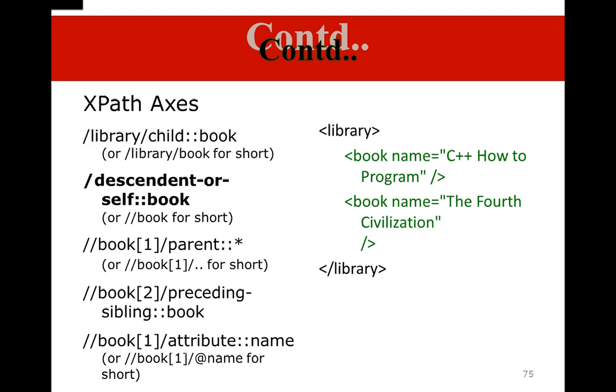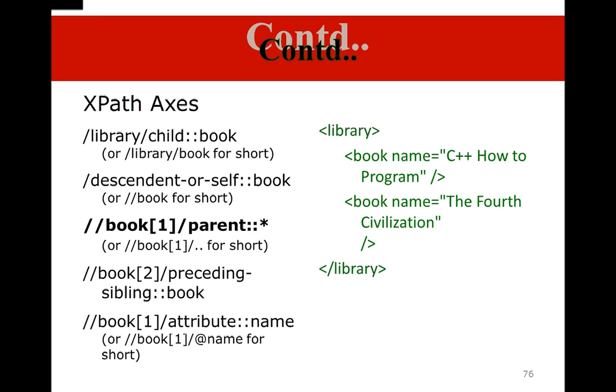So next one, slash descendant-or-self::book. It is going to select descendant-or-self, book. It's like a shortcut for //book. Wherever it is, we are going to highlight that. The next one is //book[1]/parent::*, which means that we are going to highlight the parent of the first occurrence of the book.